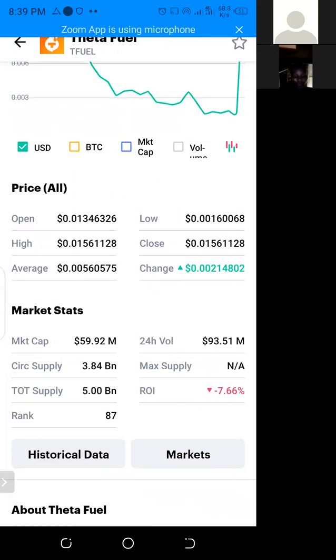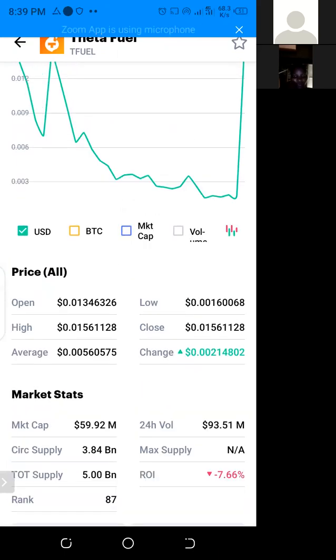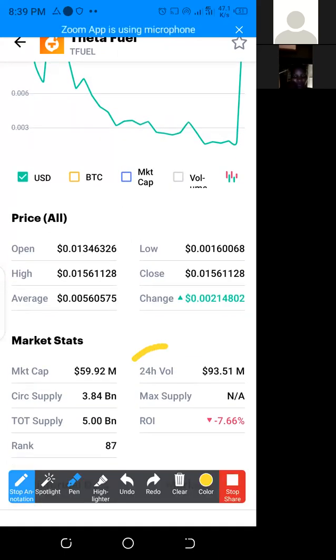Check for it. Okay. Another thing that you may need is what is called the 24-hour volume. What's the meaning of that? It means for the past 24 hours, how much has been pumped into this coin? How much have people spent in buying and in selling this coin? Now, this is the 24-hour volume. This is 93.5 million dollars that have been pumped into this coin in the past 24 hours, so $93.5 million.